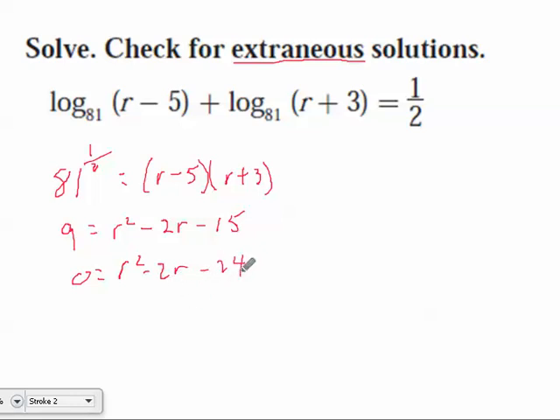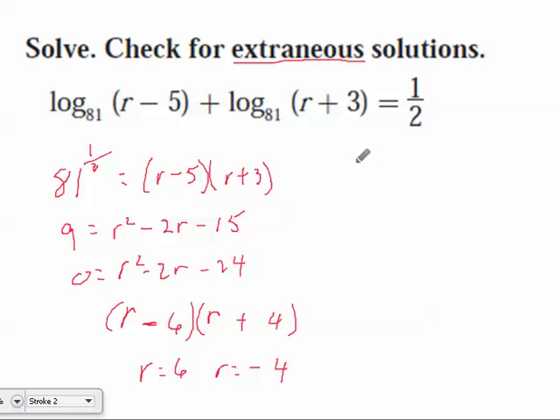Let's see here. 6 times 4 is 24, right? 12, 24, yes. So that's going to be r and r. So we're going to have a 6 and a 4, and the 6 has to be the negative 1, the 4 has to be the positive 1. So we're going to get r is equal to 6, and r is equal to negative 4. So let's go back and plug those into these equations up here, the first equation, because we've got to look for extraneous solutions, ones that don't work.